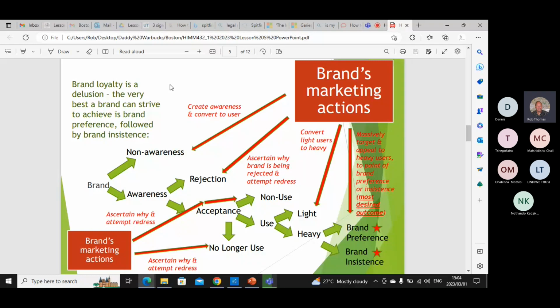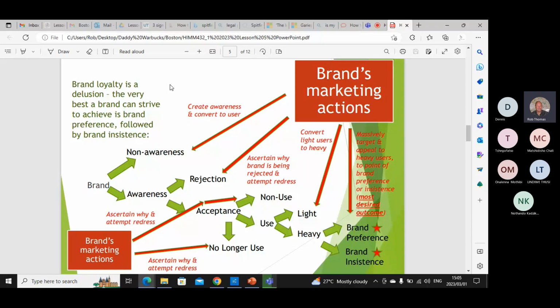I'll vote for Action SA. Let's vote for Herman Mashaba and give him a chance. Or I'll vote for the ACDP. Or I'll vote for the IFP because they're not that bad. I've met our councillor, he's not so bad. That's brand preference. Or guys, what you have is brand insistence. So you can see over here I said massively target and appeal to heavy users to the point of brand preference or insistence.